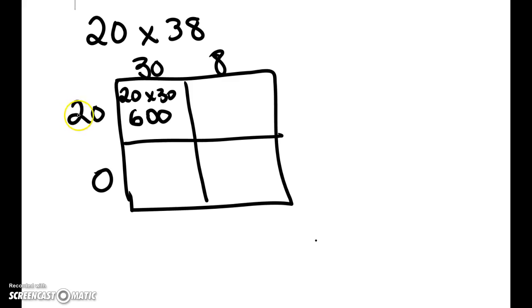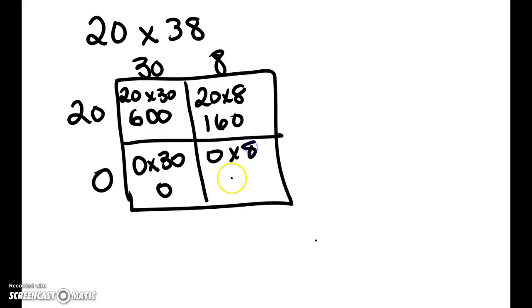The next one that we would do would be the 0 times the 30, which is shown up here. 0 times 3, it's really 0 times 30. And we know the answer to any number multiplied by 0 is 0. Then we're going to go back to 20 times the 8. 20 times 8. And we know 2 times 8 is 16, so 2 tens times 8 is 16 tens, or 160. And then 0 times 8, again, any number times 0 is 0.